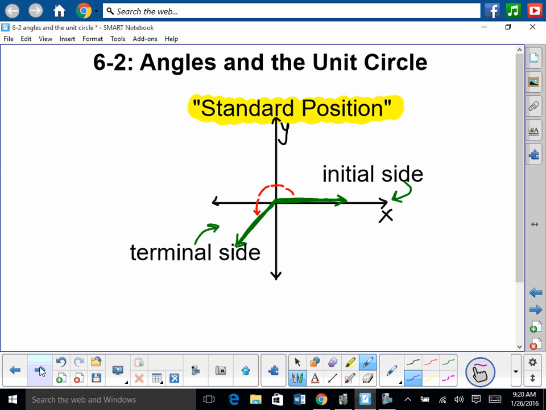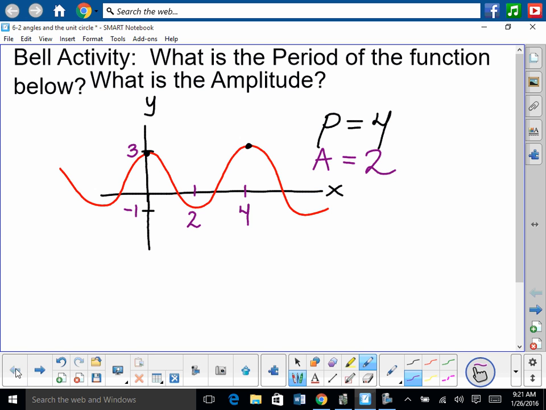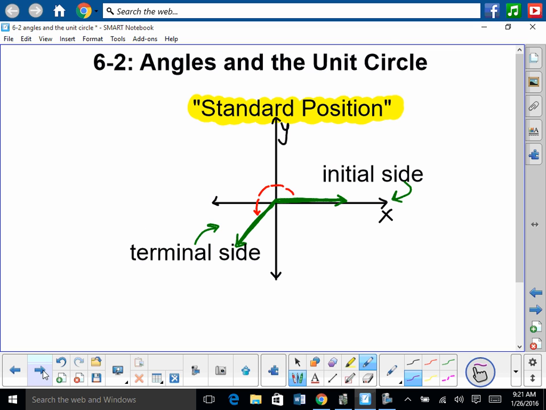The amplitude. So we're at -1 up to 3. So the distance from -1 up to 3 would be 4 units, right? From -1 to 0 is 1 unit. From 0 up to 3 is 3 units. So the full length is 4. Okay, so you've got to understand some vocabulary before we get started today.